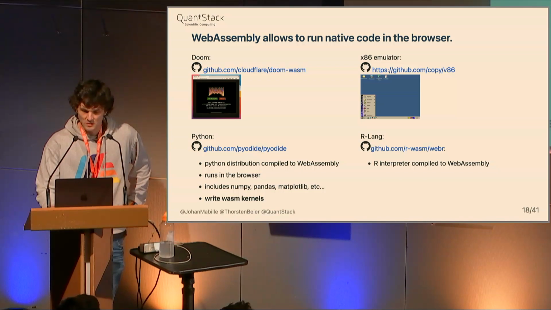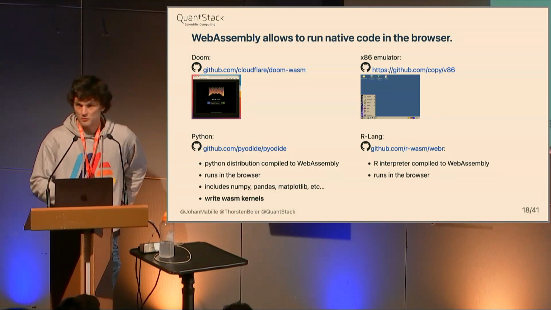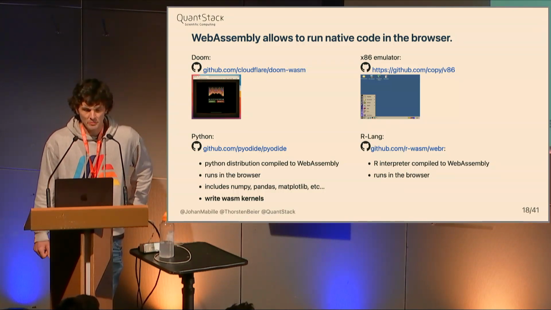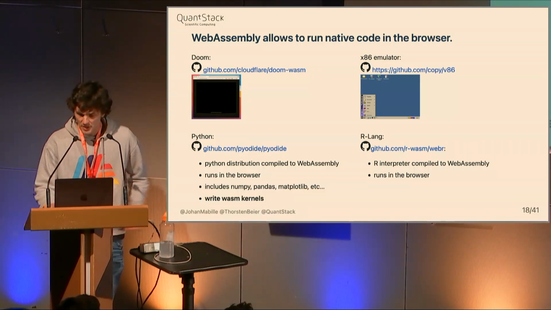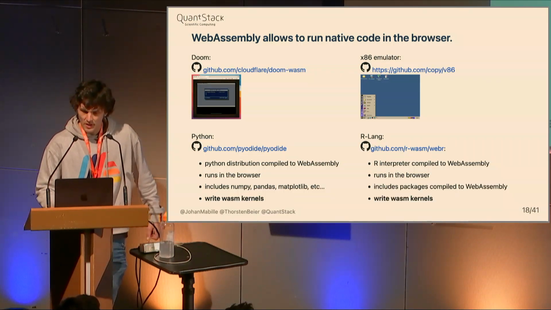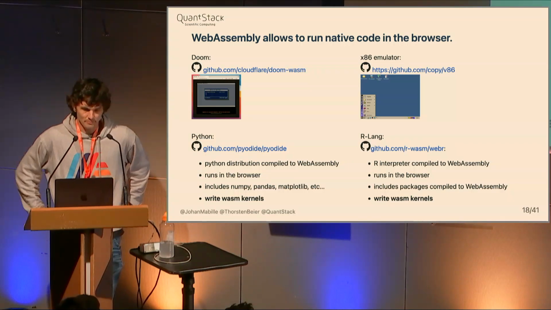Recently, Erlang has also been compiled to WebAssembly. It's essentially the same, so it runs in the browser. A few packages are also compiled to WebAssembly for R. There are not as many packages yet compiled for R as for Python, but it's getting there. And you can also write Wasm kernels for that.